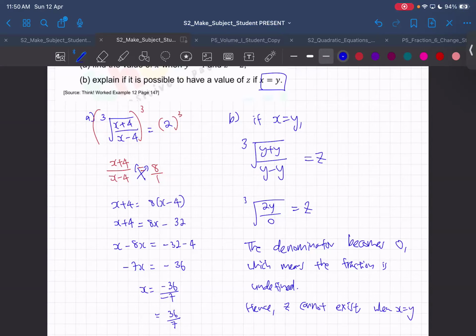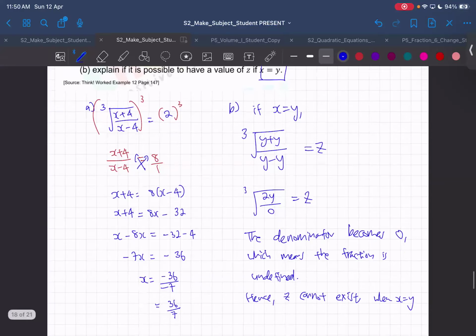Yeah, so after doing two questions, you all can see that the rough gist of an explanation question is to check whether my case allows me to have a value of z or not. An explanation question means you have to write your words in order to get the marks.